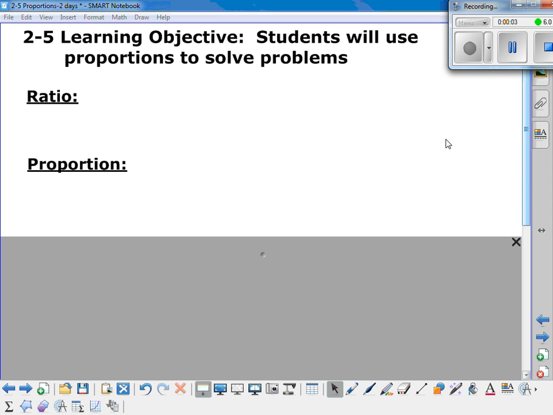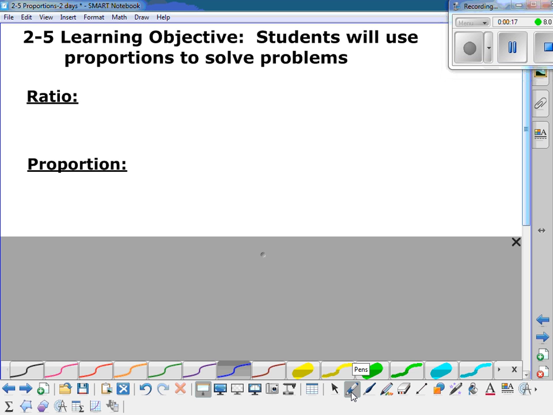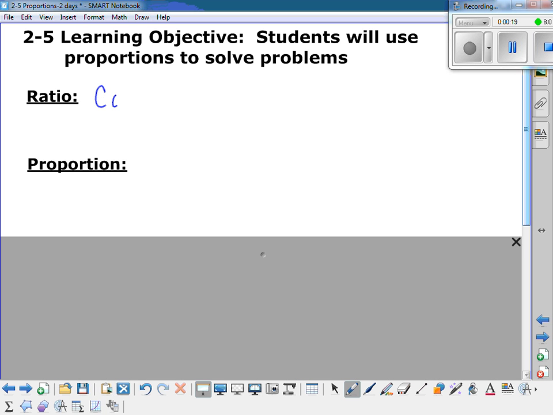Today's lesson objective is that students will use proportion to solve problems. So first of all, we need to know what proportions and ratios are. A ratio is the comparison of two quantities, or two numbers.